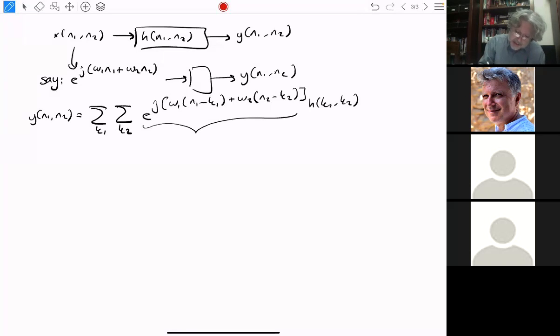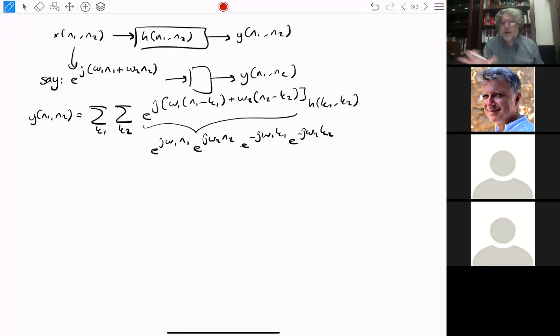separate terms, like e to the j omega 1 n1, and e to the j omega 2 n2, and e to the minus j omega 1 k1, e to the minus j omega 2 k2. I can just write it like this because of the Euler's formula. It's not the Euler's formula, it's the exponential in the form of multiplication for separate exponents.